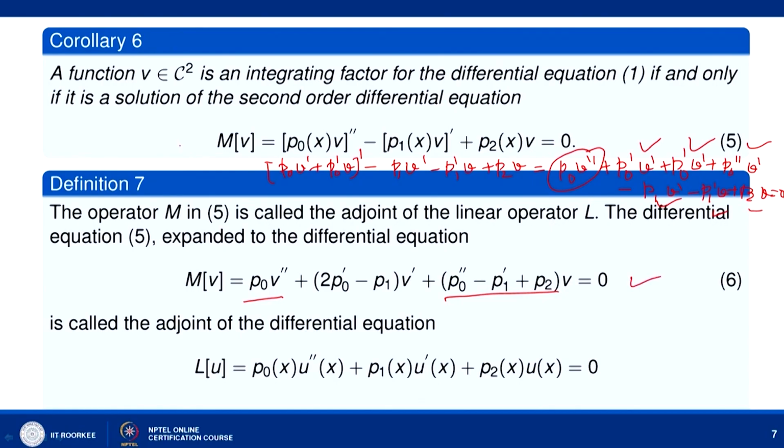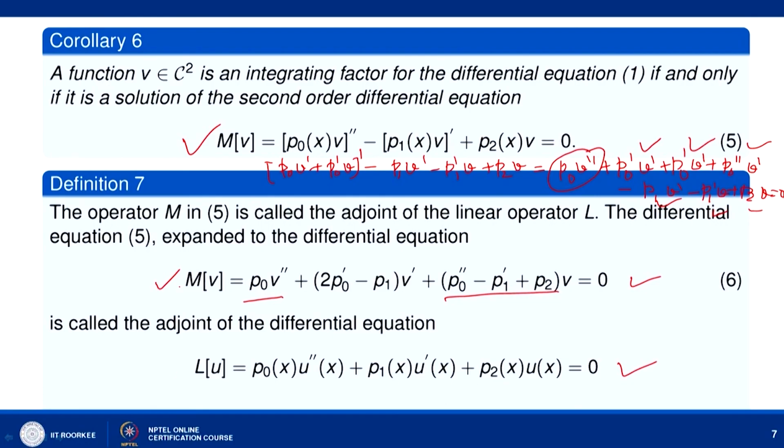So we simply expand this differential equation, which is given as M V equal to 0. If we expand, we have P0 V double dash plus 2 P0 dash minus P1 V dash plus P0 double dash minus P1 dash plus P2 V equal to 0, and we call this differential equation the adjoint of the differential equation L U equal to 0, where L U is defined as P0 x U double dash plus P1 x U dash plus P2 x U x equal to 0.